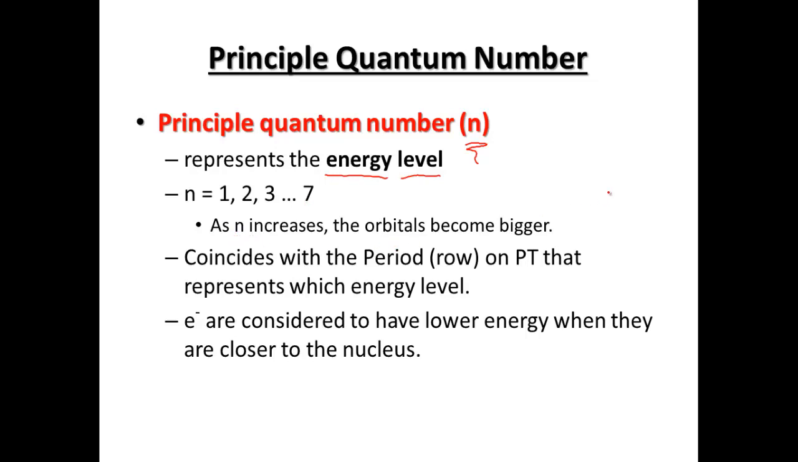It's kind of like in our Bohr models. We had our nucleus, protons and neutrons, our inner nucleus, and then each energy level out from there is going to be a new orbital. Each one becomes bigger going outwards. It coincides with the periods or rows on the periodic table that represent each energy level. Electrons are considered to have lower energy when they're closer to the nucleus.